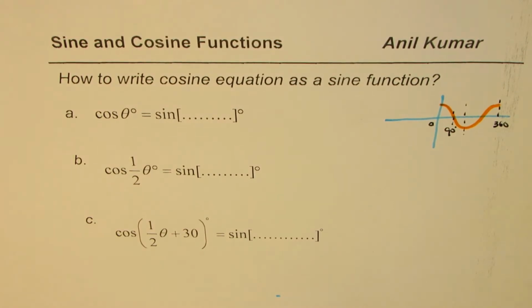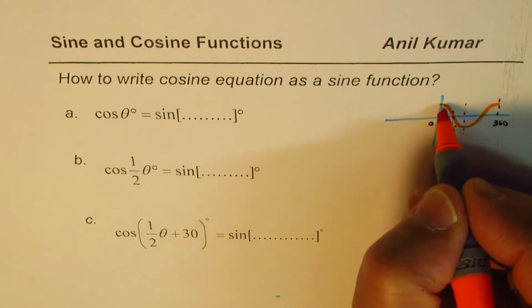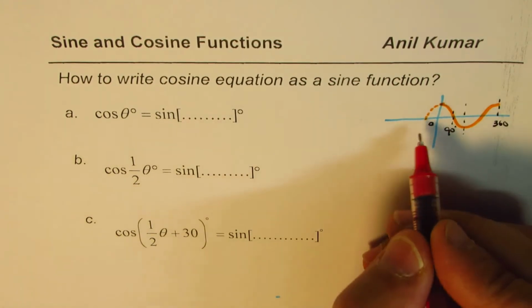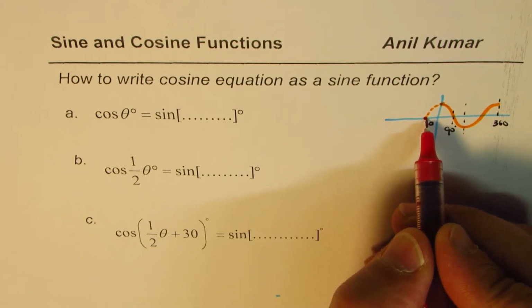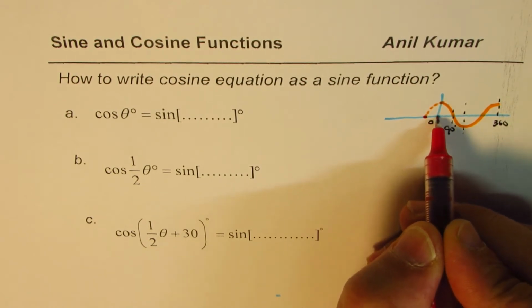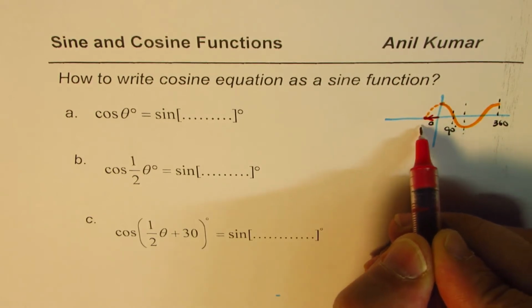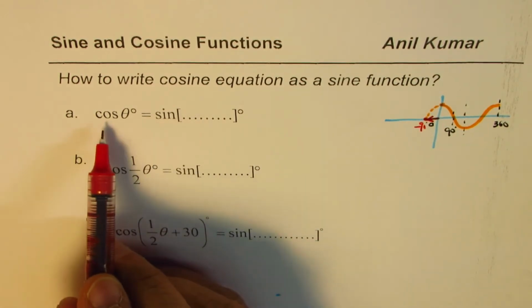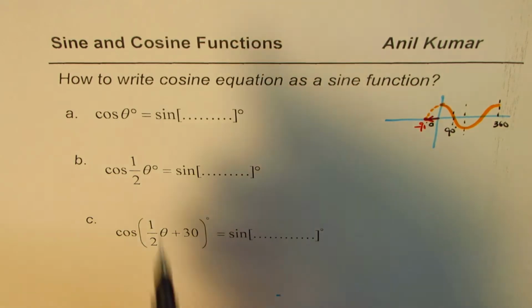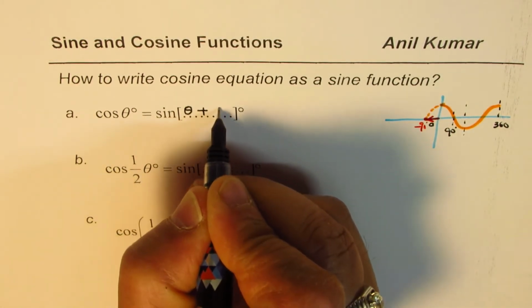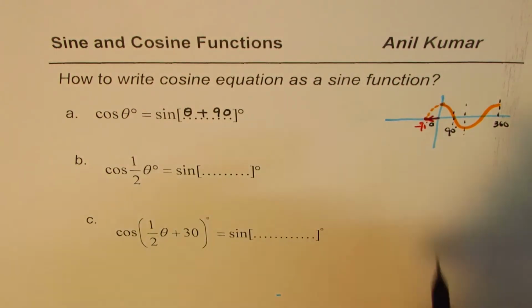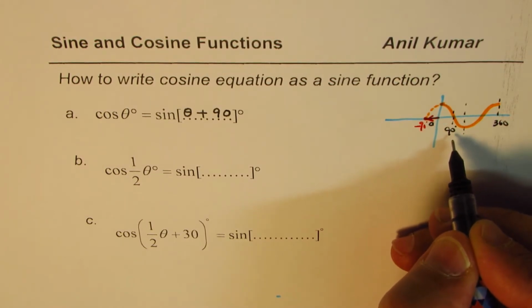Sine function, as you know, starts with 0. So if I extend this to this half, what we get here is 0 on the left side. So that becomes the starting point for the sine function. You could see that the sine function is cosine translated 90 degrees to the left, right? And therefore, we could write cos theta as sine of theta plus 90 degrees, correct? Since we moved 90 degrees to the left. Now 90 degrees in this particular case is also quarter of the cycle.